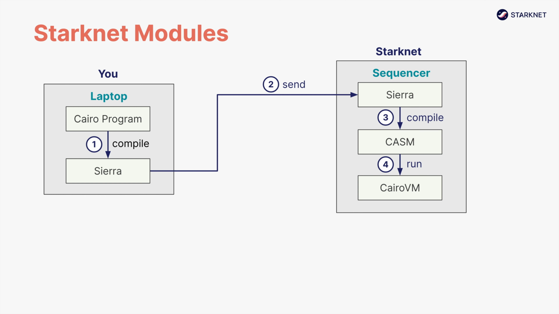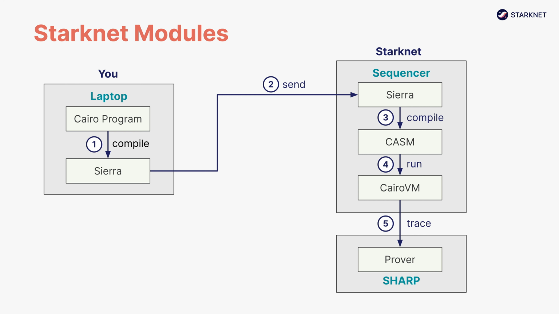the CairoVM. The trace generated by the CairoVM is then sent to another Starknet node called Sharp, which stands for Shared Prover. As you can imagine, the main module of Sharp is the prover, which is in charge of generating the validity proof out of the execution of your program.